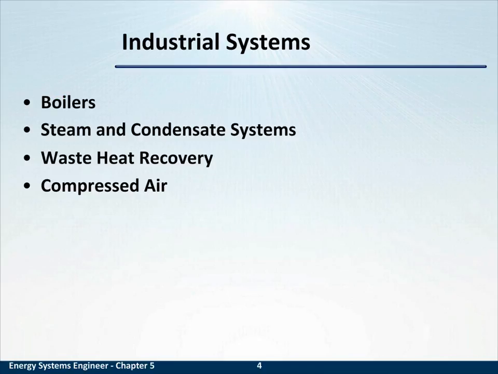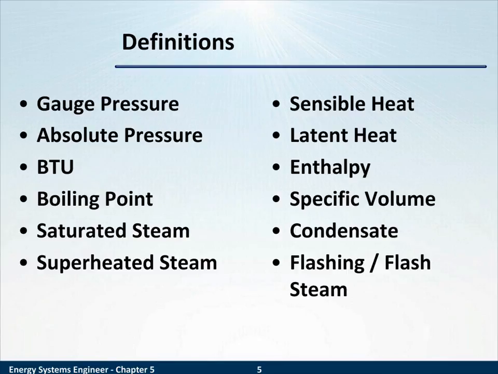When we use the term industrial systems, in our context what we mean are boilers, steam systems and their requisite condensate systems, waste heat recovery, and compressed air systems. These definitions are most appropriate for the first 3 of those 4 systems we'll discuss in industrial systems. That is, boilers, steam and condensate systems, and waste heat recovery.